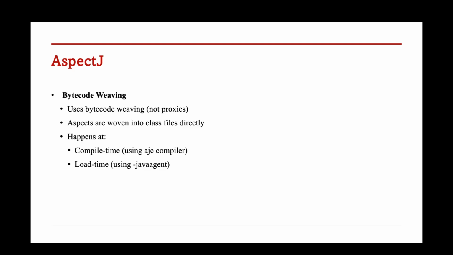Compile time weaving, using the AJC compiler instead of the standard Java compiler. Your aspects are woven into the bytecode during compilation itself. Load time weaving, using a Java Agent JVM flag. The weaving happens when the classes are loaded into the JVM, before they start executing.